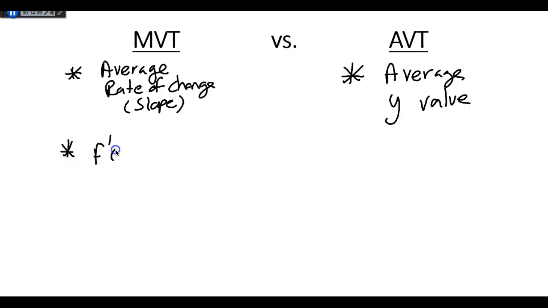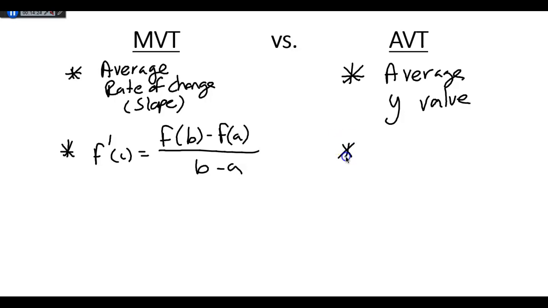We know that this is the formula for the mean value theorem, and this is the formula for the average value theorem. So as you guys can see, mean value theorem has to do with derivatives. Average value theorem has to do with integrals. So there's another difference, right?